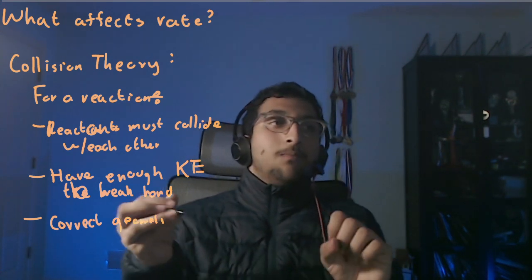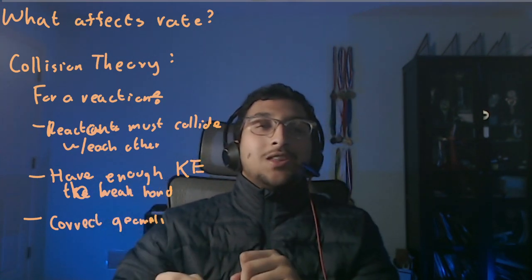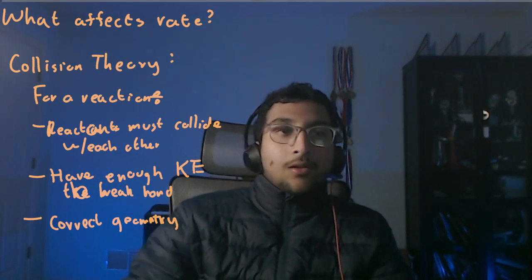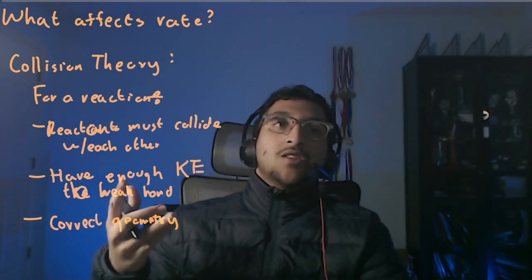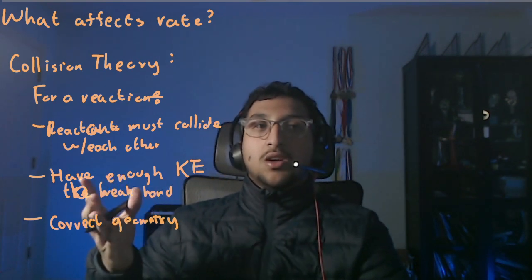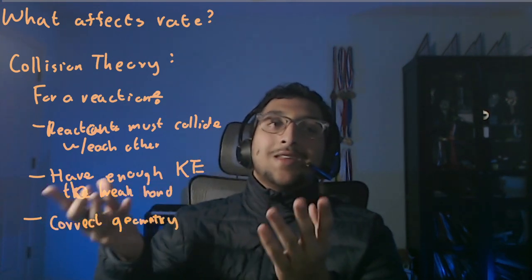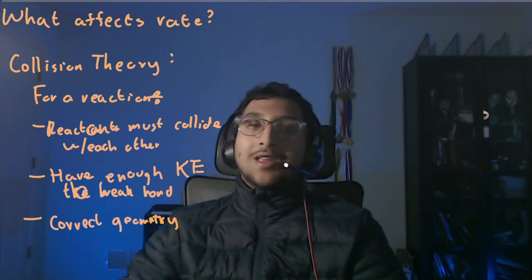Because if we try to put two pieces together, like two Legos together, you kind of need them to be in the right orientation, usually. So effective collisions are collisions that allow reactants to be converted to products. As more effective collisions happen, that means we make more products. So more effective collisions, the rate of reaction increases. That's basically the main thing. So how can we affect the rate? Well, there are six main ways.